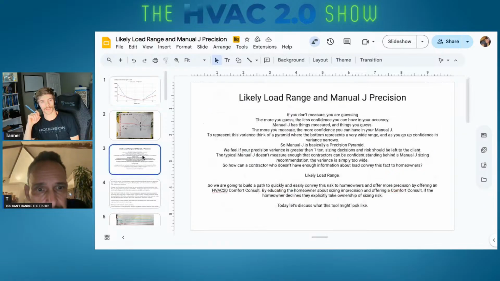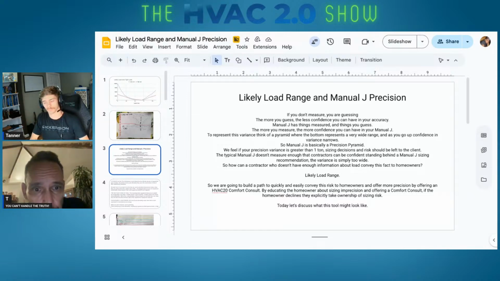So let me read this. If you don't measure, you're guessing, and the more you guess, the less confidence you can have in your accuracy. Manual J has things measured and things guessed. The more you measure, the more confidence you can have in your Manual J. To represent this variance, think of a pyramid where the bottom represents a very wide range, and as you go up, the variance narrows and confidence grows. So Manual J is basically a precision pyramid.